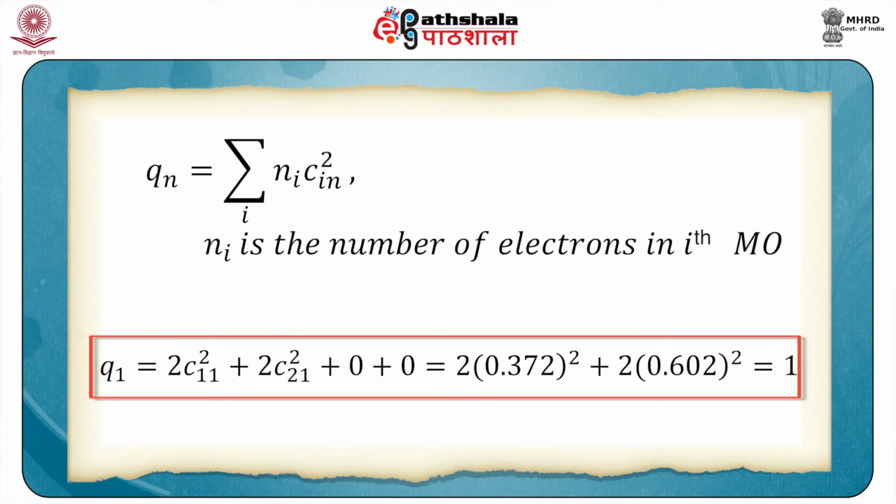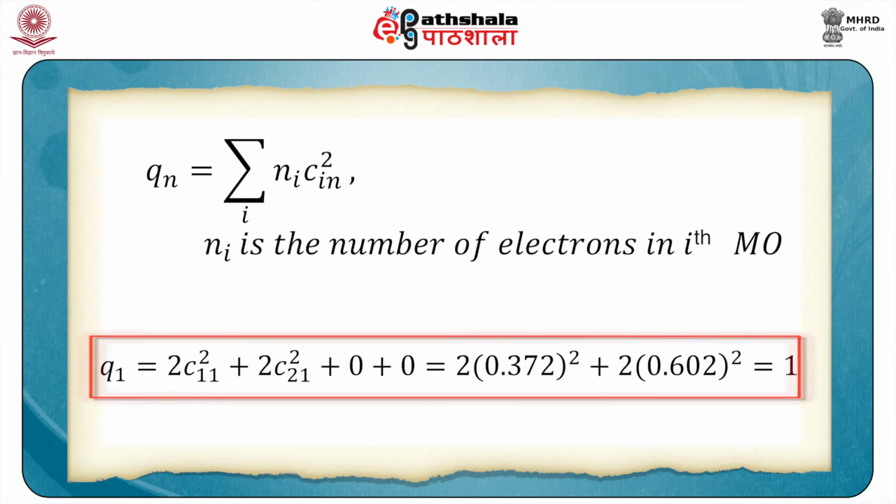2 is because the number of electrons in the bonding molecular orbital is 2, then C11 square plus 2 C21 square, because the second bonding molecular orbital also has 2 electrons. The rest of them have no electrons, so their contribution is 0. Now if we put the values of the corresponding coefficients, which we have already discussed, as you can see here, the total value comes out to be 1. That means the total pi electronic charge on carbon atom 1 is equal to 1.